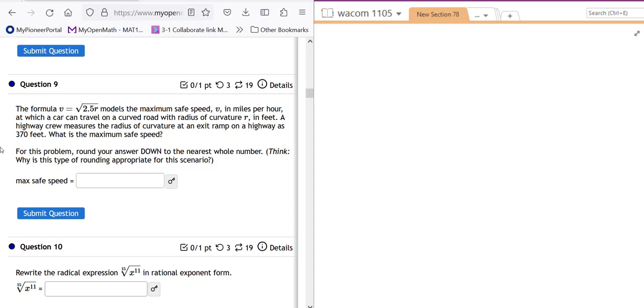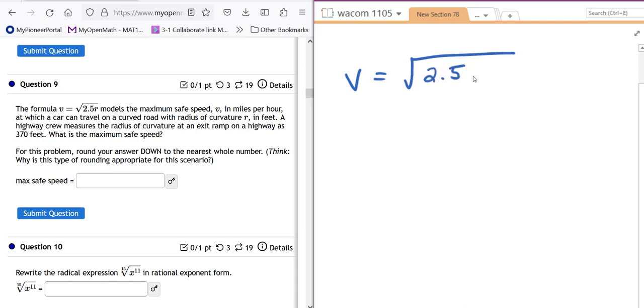So v is going to be the maximum safe speed. In here we have 2.5. R is the radius, and that is what you're plugging in. The radius of curvature at the exit ramp is 370 feet. So this is going to be 370, which will multiply times the 2.5, and we'll take the square root. They say for this problem, round down to the nearest whole number.